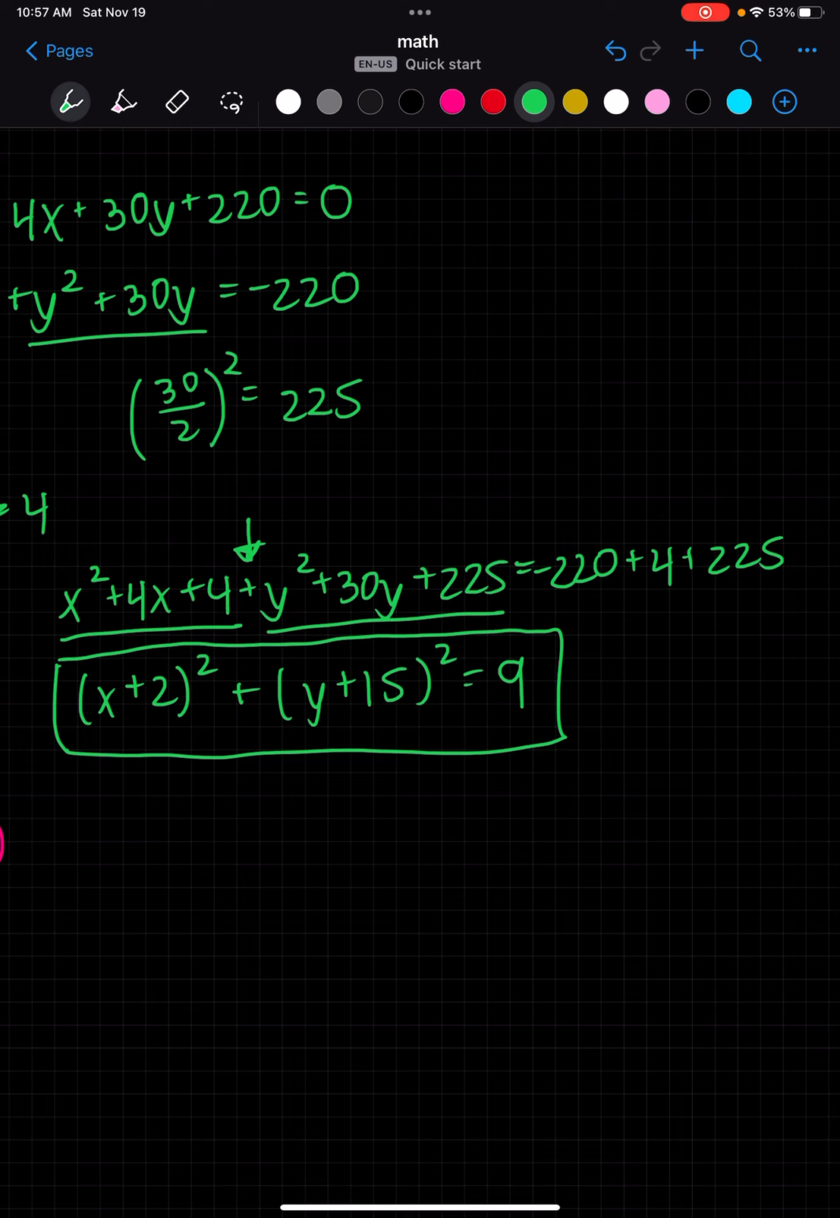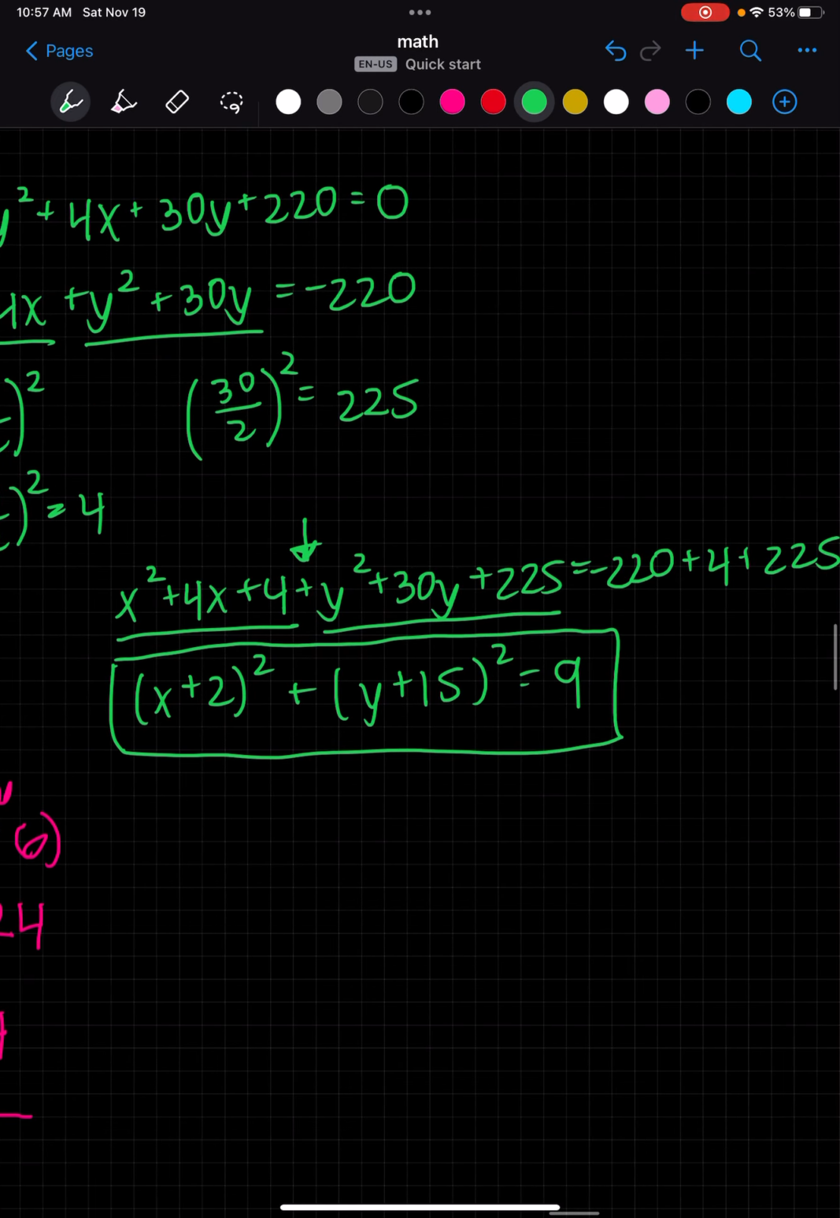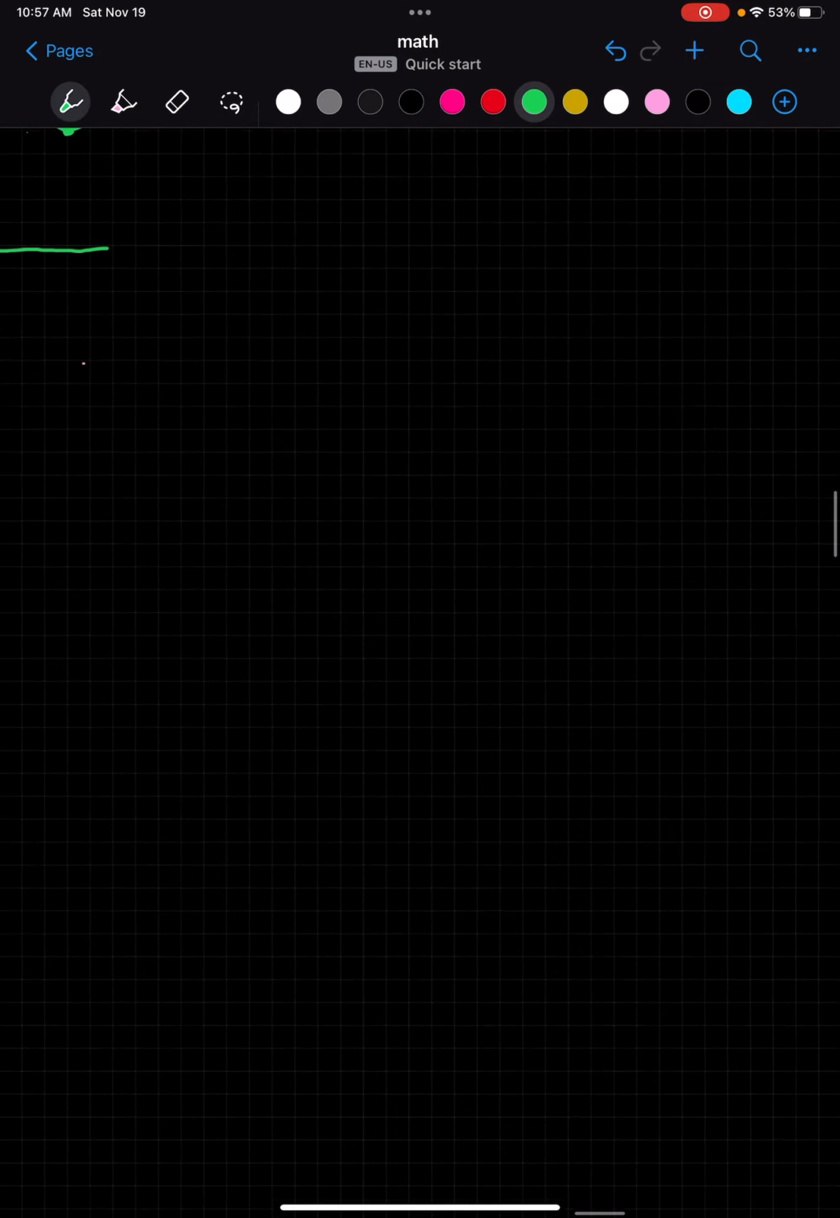which you should be able to. Okay, the next self-check is 20.3, which is ellipses. Ellipses are like ovals.